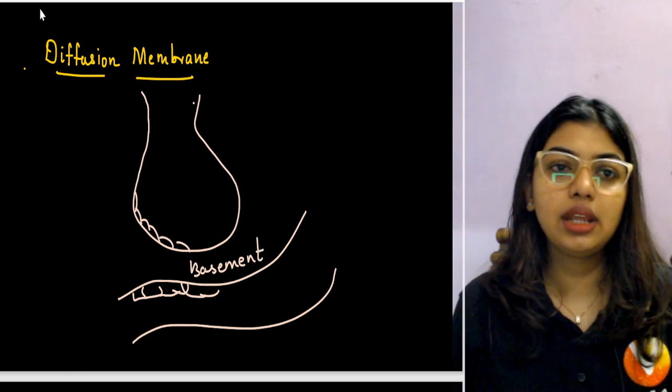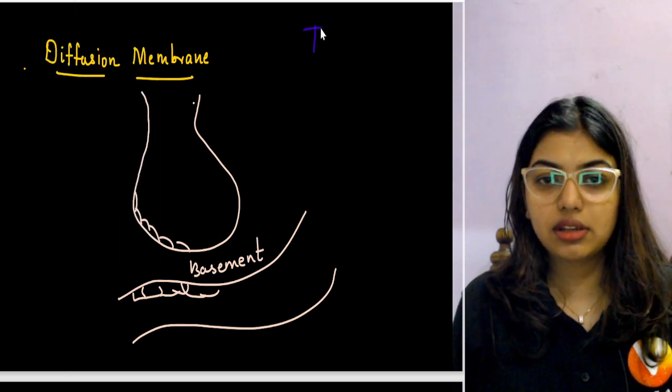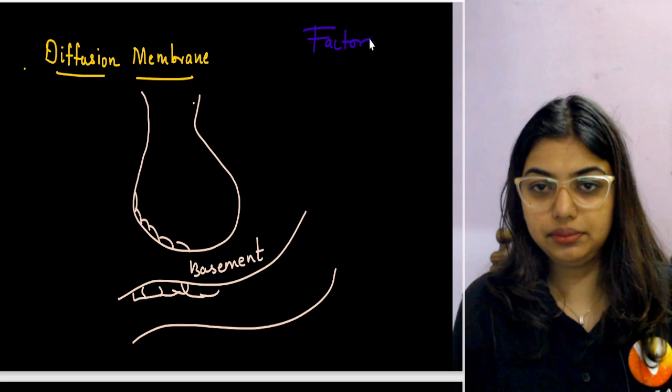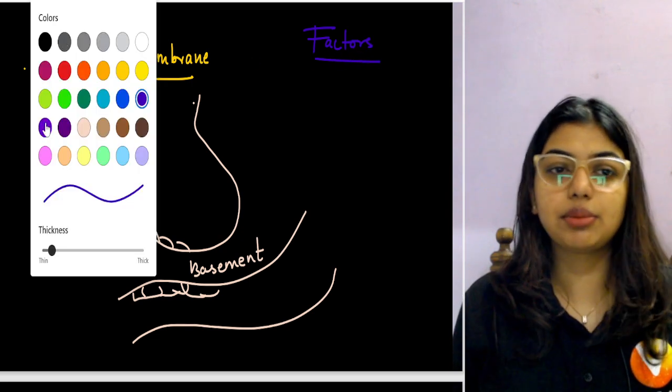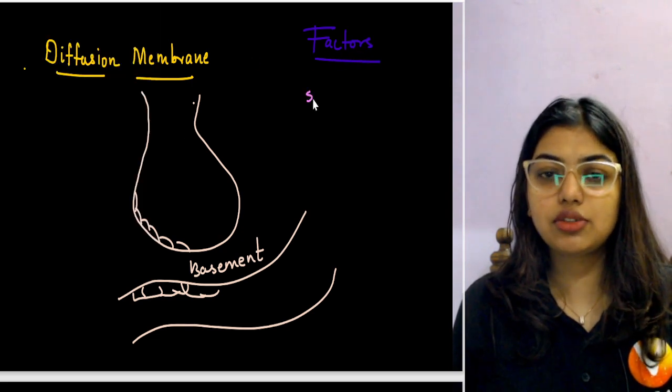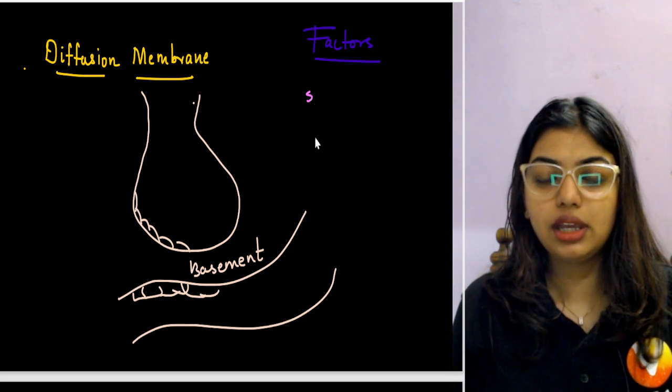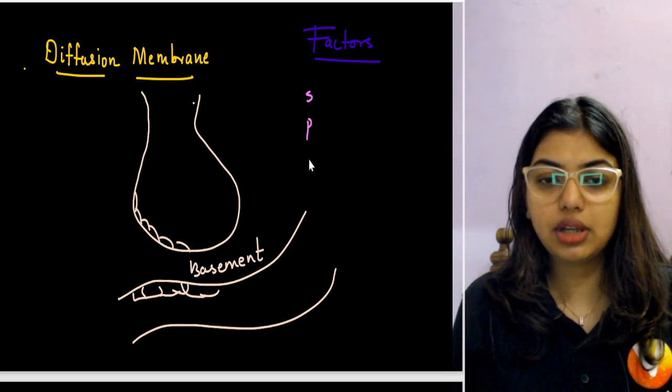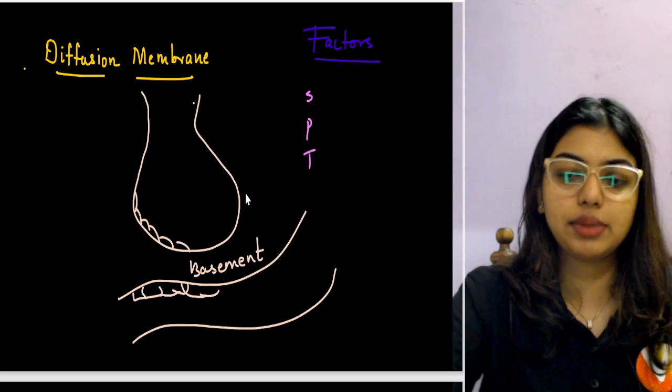Done. And also remember the factors affecting diffusion membrane. Question will come. So 3 factors you remember, as I already wrote: solubility, partial pressure, and the thickness of the membrane. SPT, PST, anything you can remember.